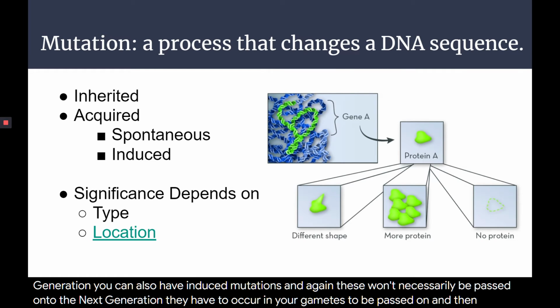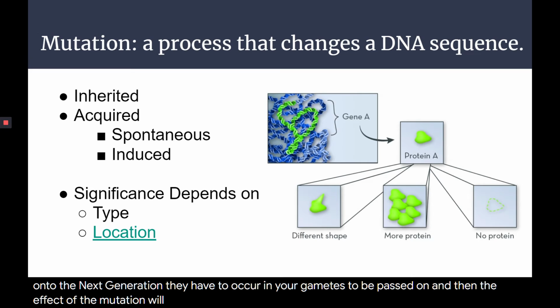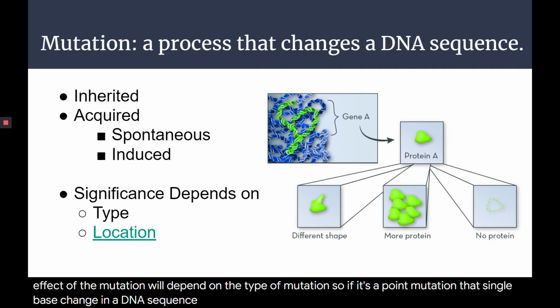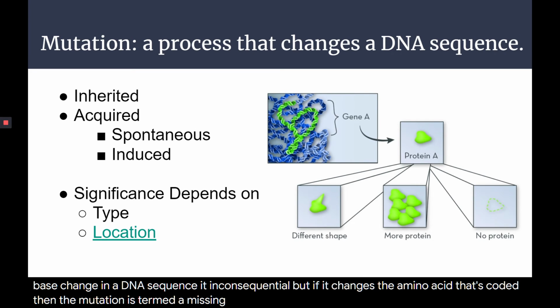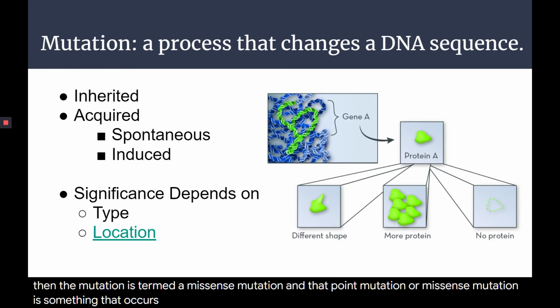And then the effect of the mutation will depend on the type of mutation. So if it's a point mutation, that single base change in a DNA sequence, it may do nothing, like it may be inconsequential. But if it changes the amino acid that's coded, then the mutation is termed a missense mutation. And that point mutation or missense mutation is something that occurs in sickle cell.